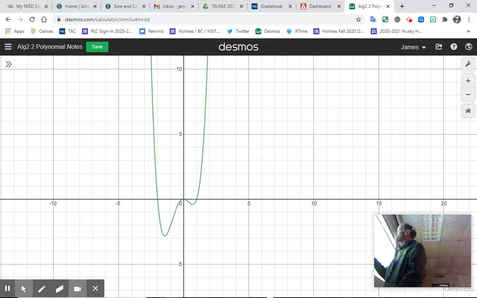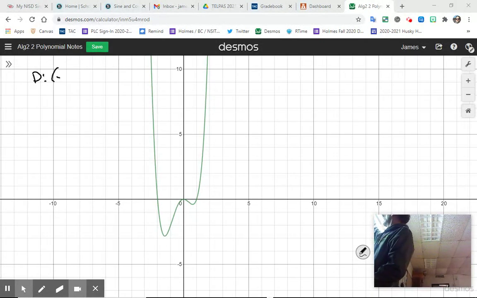So again, start at the beginning. Domain, all real numbers, negative infinity to infinity. It goes on forever and ever. Goes up super fast, but it goes on forever. But notice the range in this one.